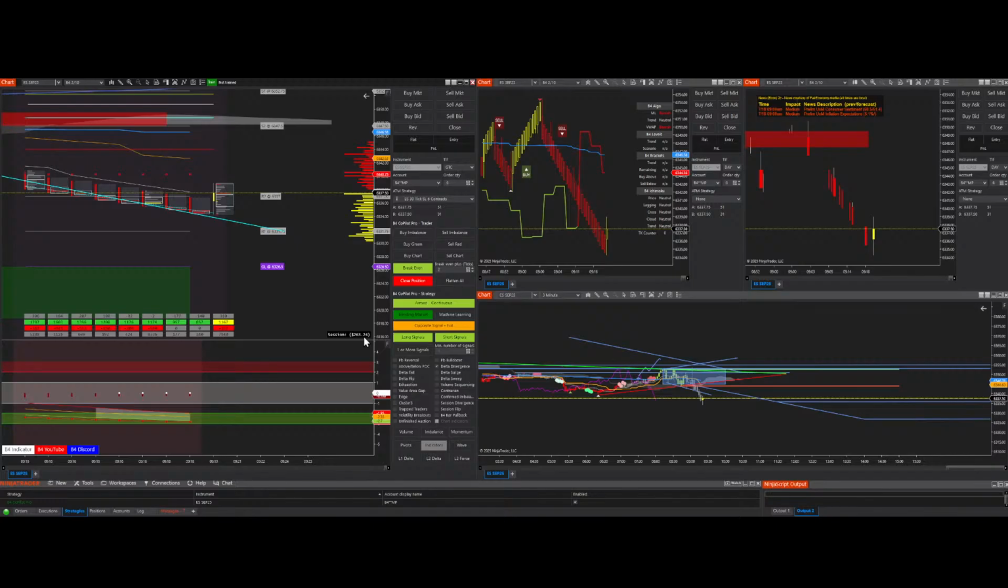Look for our pullback area here in this white zone right here. So if we pull back and have continuations, we kind of see that happening here. So we use that to our advantage when we're taking our trades.